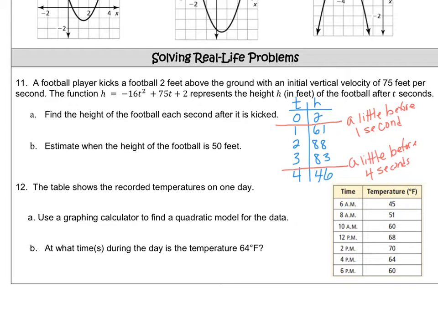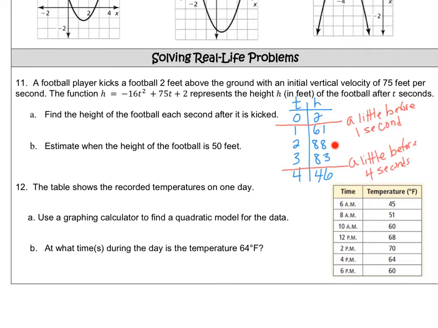Okay, so just looking at the table, you can see the height of the football as it's going up, and then it looks like it's turned around and it's going back down. So I just went ahead and drew a line, because this is my height. If I'm looking for 50 feet, I can see that it passed up through 50 feet right before it got to 1 second. So a little bit before 1 second, it was passing through 50 feet.